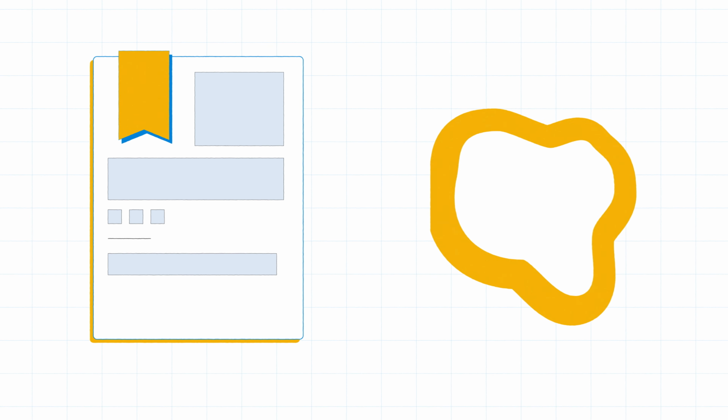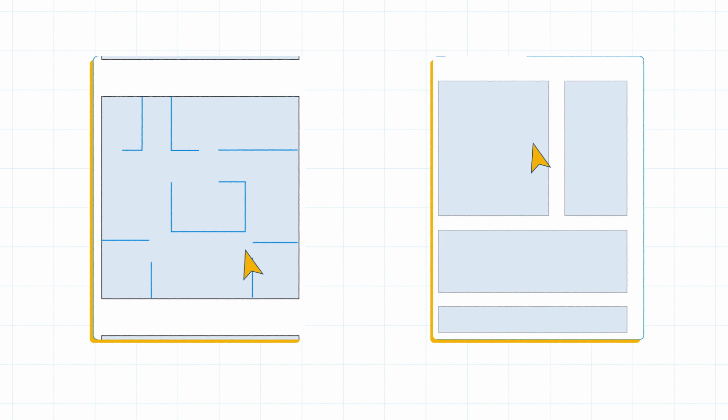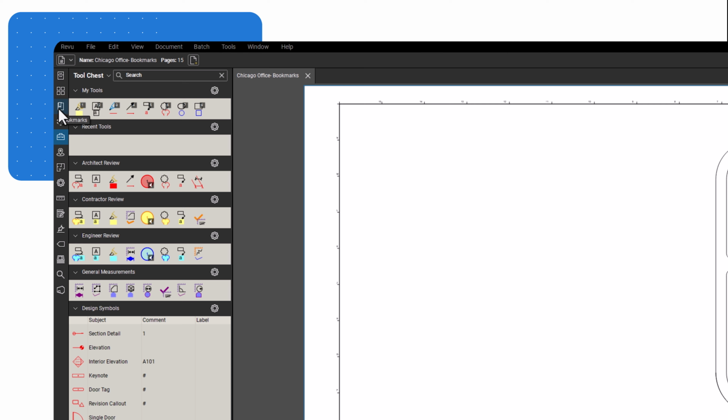Bookmarks allow you to quickly jump to different pages and views, making it easier to navigate large documents. Many documents already have bookmarks generated when they're created in a CAD application. If your files don't have bookmarks, you can easily create them in the Bookmarks panel. Open the Bookmarks panel to get started.